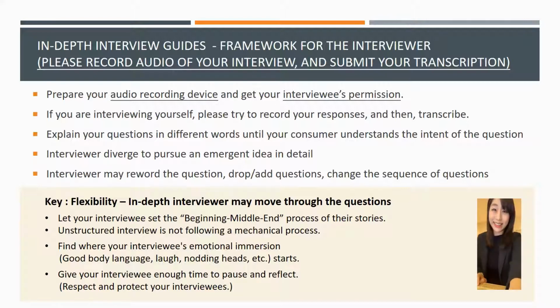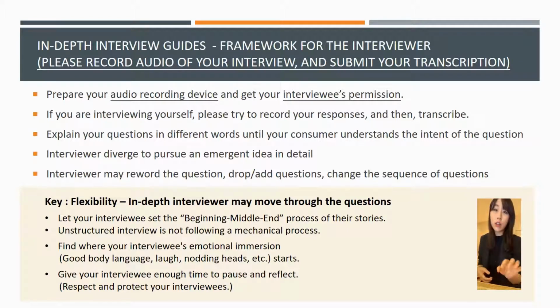Before you start your in-depth interview, you're going to prepare your audio recording device, your phone, and then you're going to ask your interviewee's permission. I believe that most of you have got your interviewee's permission already, and please make sure that their information will be protected as 100% confidential, and you're not going to submit the audio file to me. You're just going to submit the transcript of your interview. And I cannot use your interview data for my personal use. I'll be arrested.